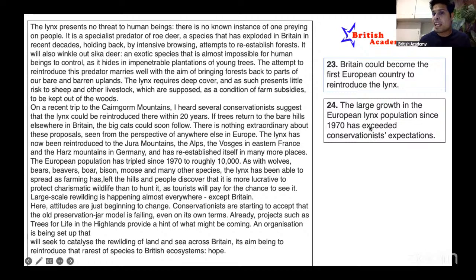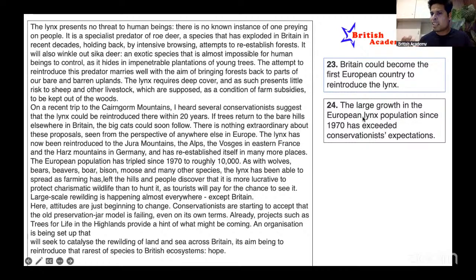But have they said anything about exceeding the conservationist expectations? Have they given any word related to the expectations people had? No such information is being given. And when no information is given, guys, the answer turns out to be not given. So only part of this statement is correct, that there has been a growth.